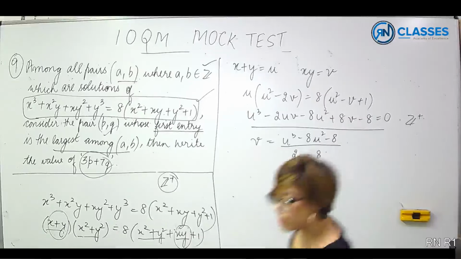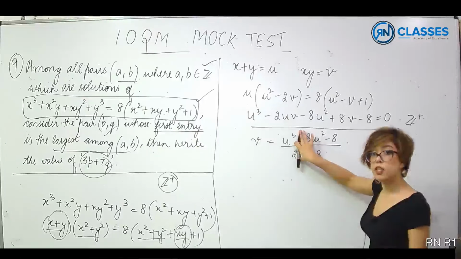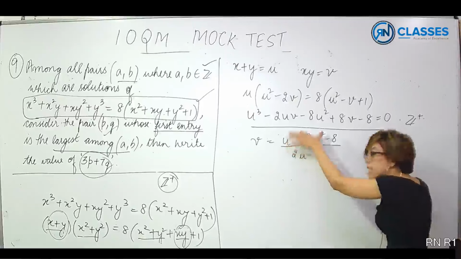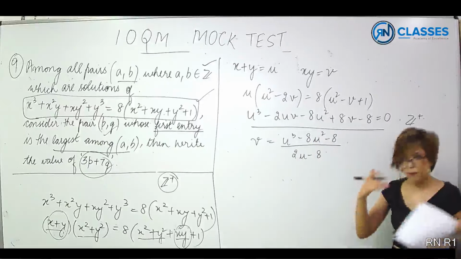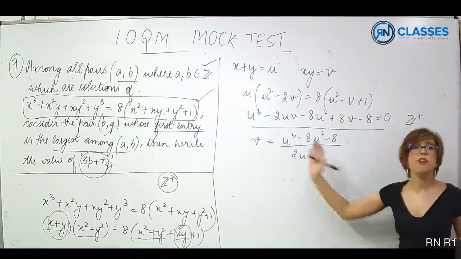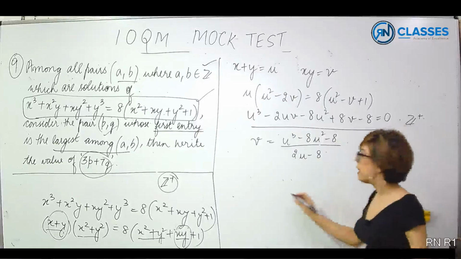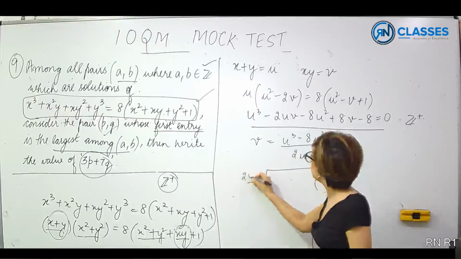Now this is the thing. Mind it, v is an integer. That means this has to be an integer. Now this will be an integer when this quantity is exactly divisible by 2u minus 8. Not every time, but for some values of u. So my next logical step would be to try to divide u cube minus 8u square minus 8 by this divisor. Now there is a problem.